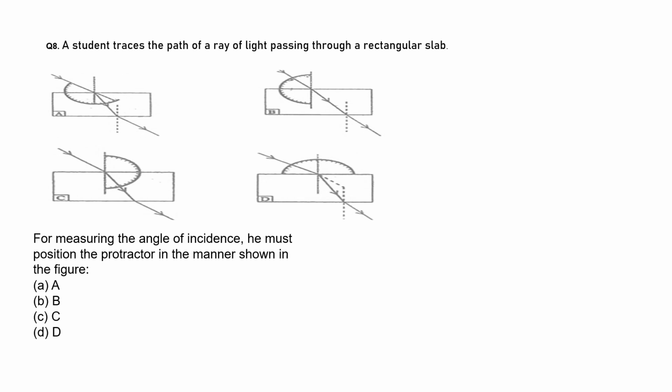So this is absolutely wrong, because this is the normal. Normal is at 90 degrees; this is the normal in this case. This is also wrong. This is the perfect one, because this is the normal of this surface. This normal should coincide with the 90 degree mark of the protractor. So this is the perfect way to keep the protractor. For measuring the angle of incidence, he must position the protractor in the manner shown in the figure. So figure D is the perfect way of keeping the protractor, and here we have ended the session.